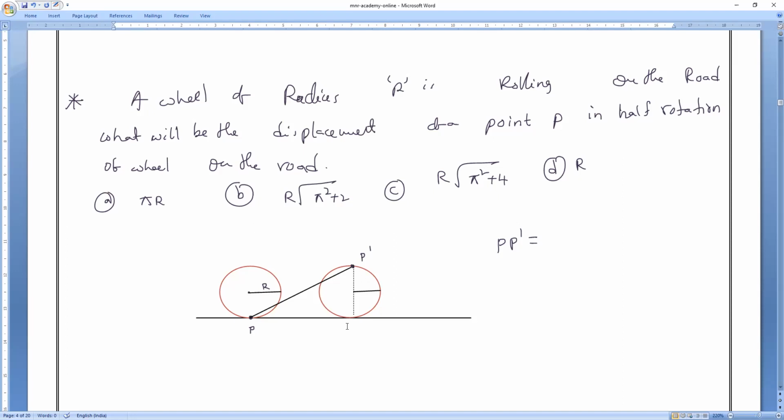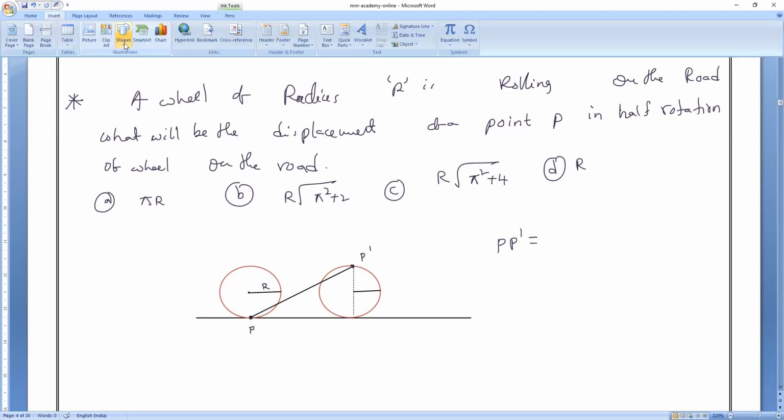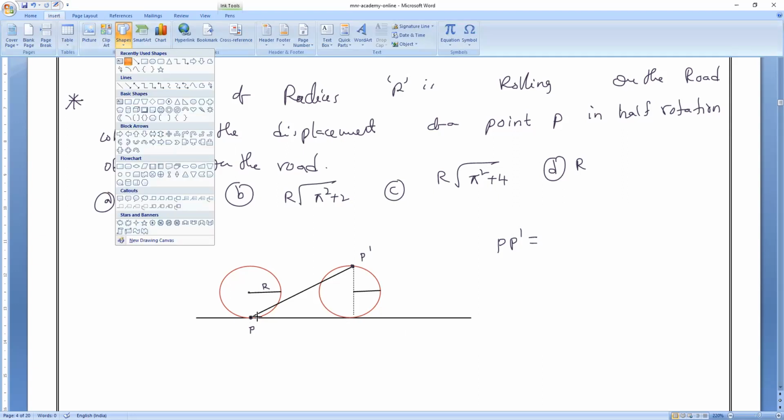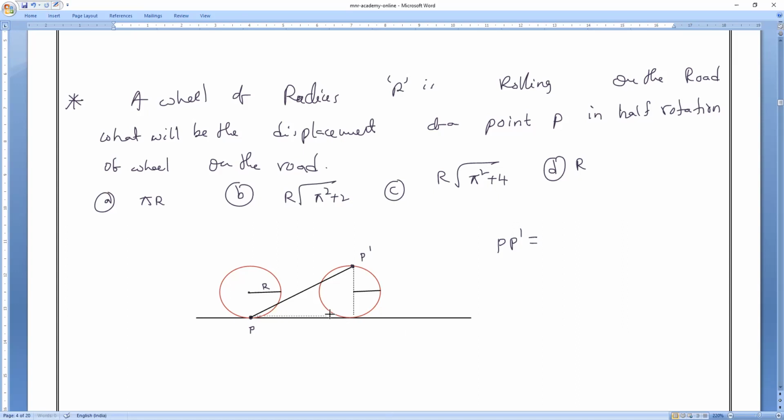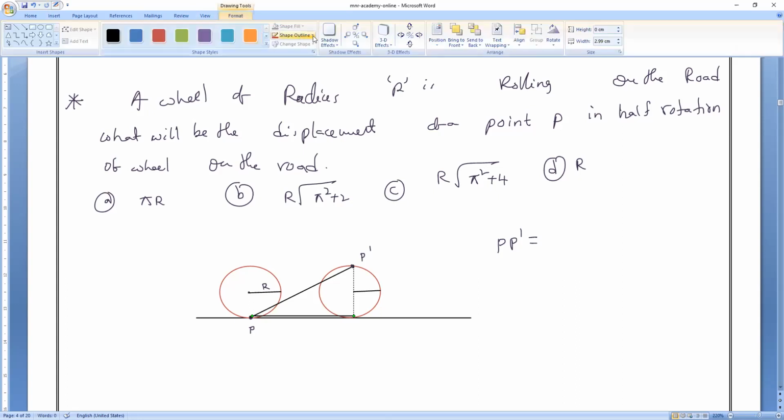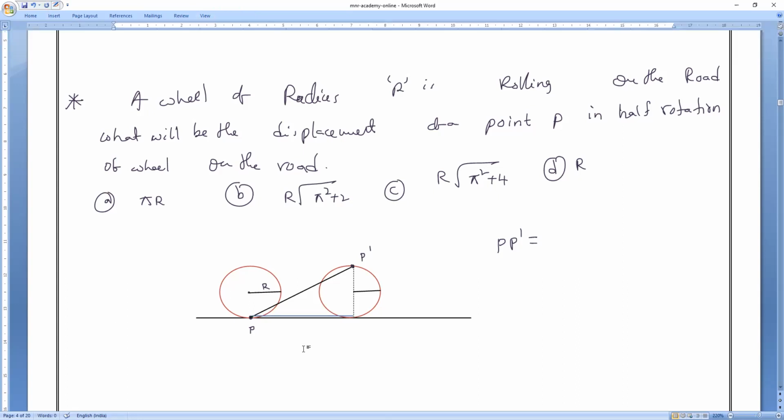r. For half rotation, what is the distance traveled by it? Please respond. Half rotation, distance traveled, we have already done. Complete rotation means 2 pi r. Half rotation means what, brothers? Yes, pi r. Do you all understand what I am saying? Everybody? Yes, sir.